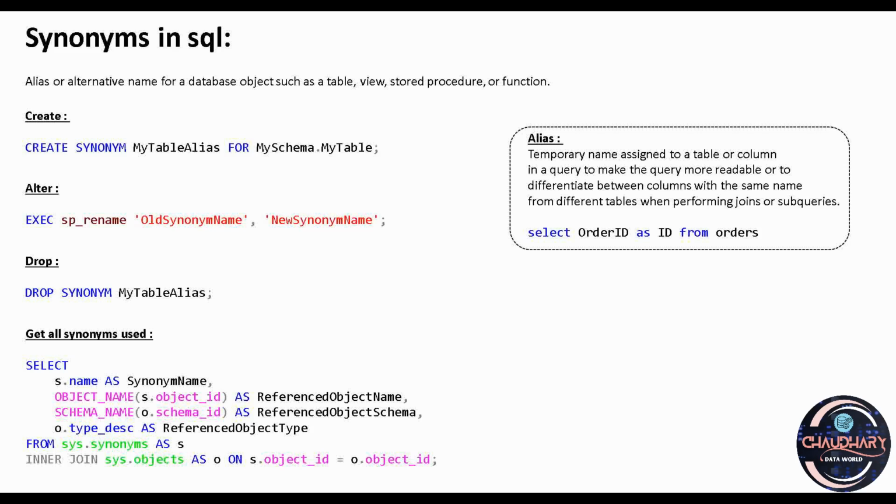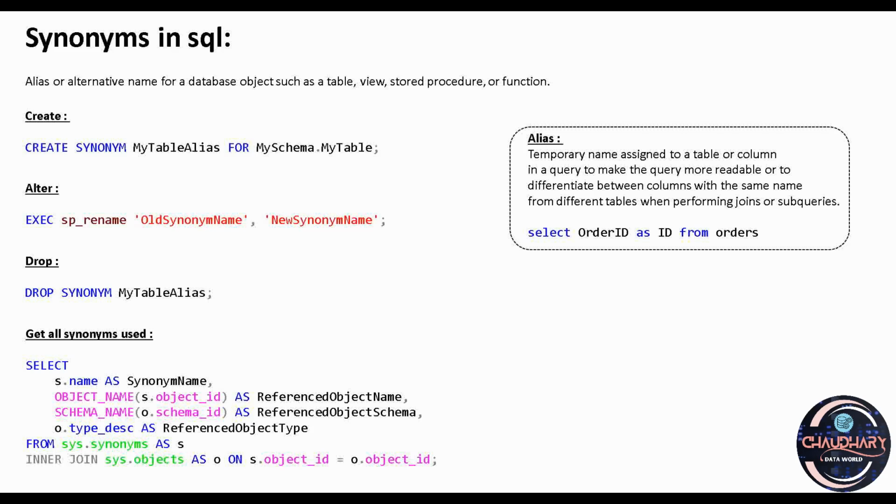That's it, your order ID will be known as ID for this particular query. So what's the difference between a synonym and an alias? The difference is very simple: a synonym is widely used, meaning it is a global alias given to some particular database object, but an alias works only within the query.